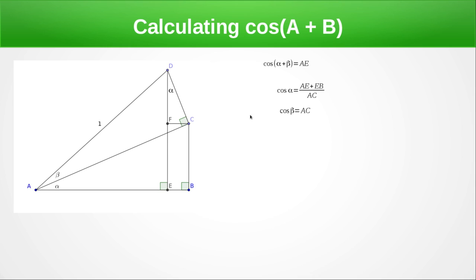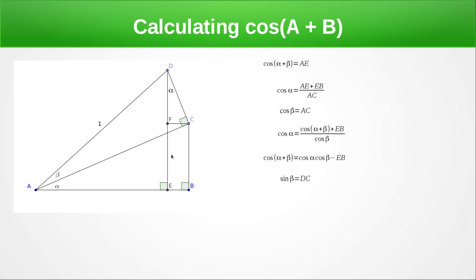Now if we join these three things together, instead of AE we can put cos alpha plus beta, instead of AC we can put cos beta, and we get this formula here. And then if we cross multiply and bring the cos beta up and then rearrange, we get this formula here. So we need something for EB here, which we can see EB and FC are the same. So we get sine beta.